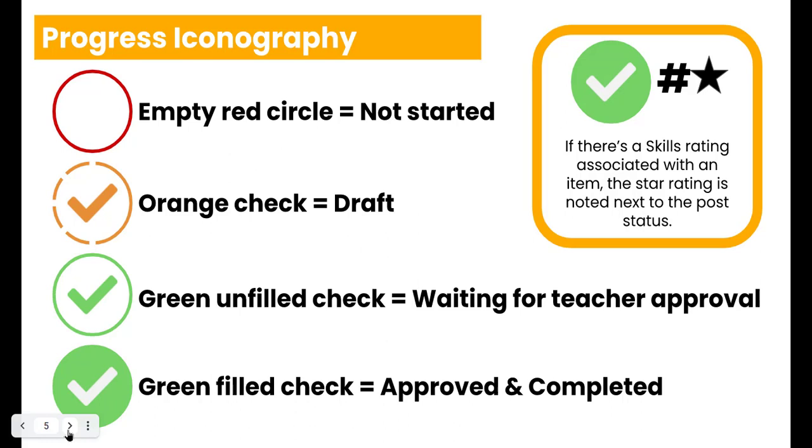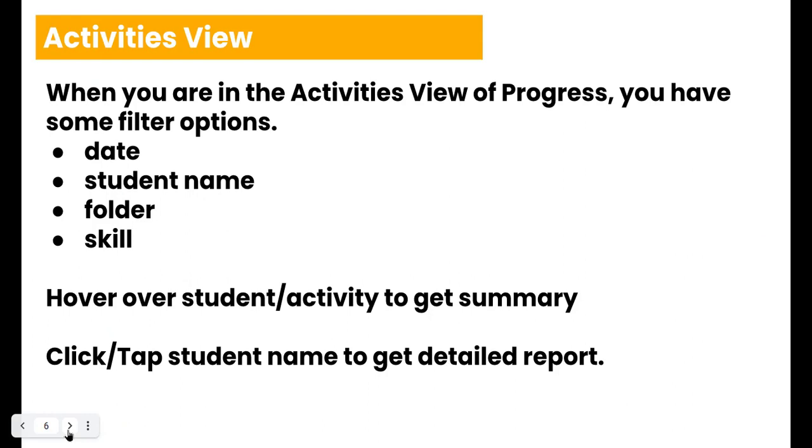Okay, so let's take a look at a still shot, and then I'm going to go into my live class as well. So the activities view, you're going to have some filter options. You're going to be able to hover over a student to get some summary. You'll be able to tap a student name and get a detailed report as well that you can share out. Now remember, I said this view is for teachers and administrators, but that doesn't mean you can't share out something with parents or other people that may need to see this. It's just in a little bit different way.